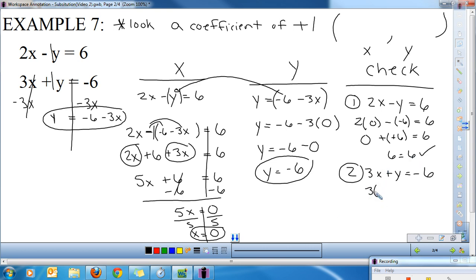3 times x, which I think is 0, plus y, which I think is negative 6. 3 times 0 is 0, plus negative 6. And 0 plus negative 6 is negative 6. My check works. So my solution is that x is 0 and that y is negative 6.